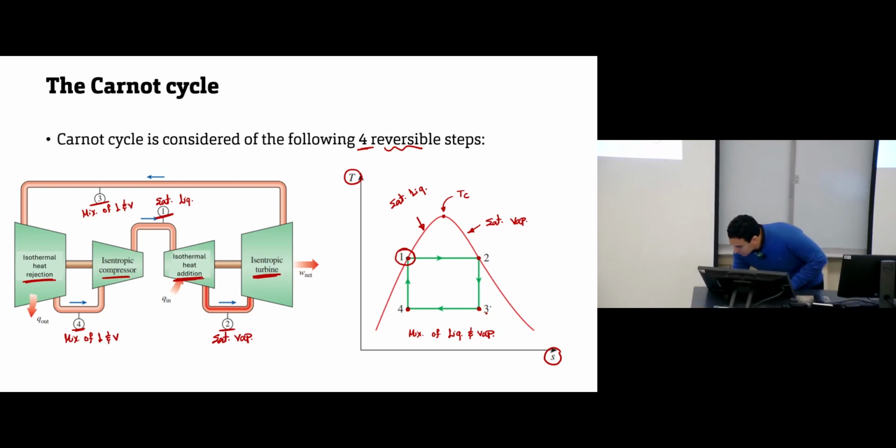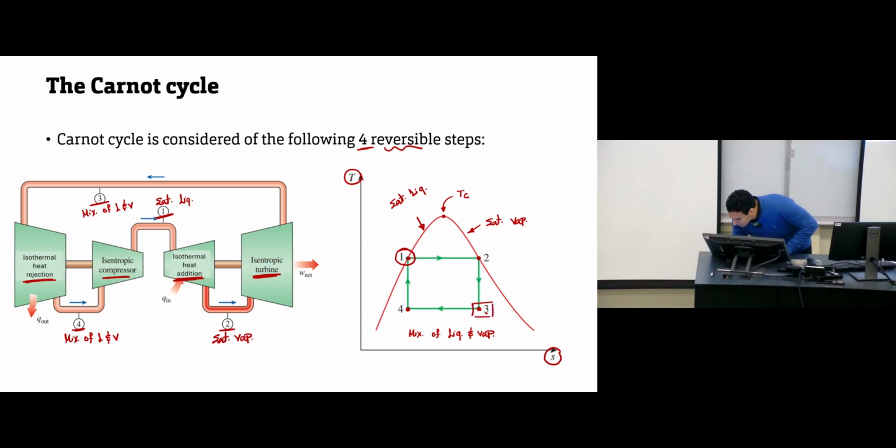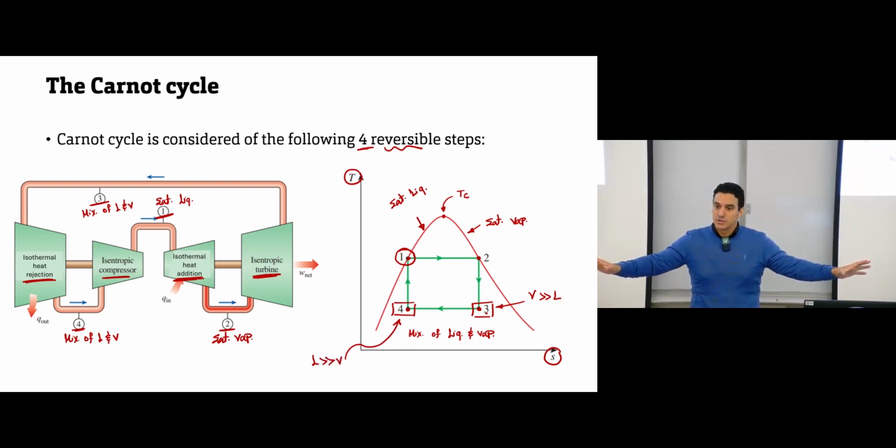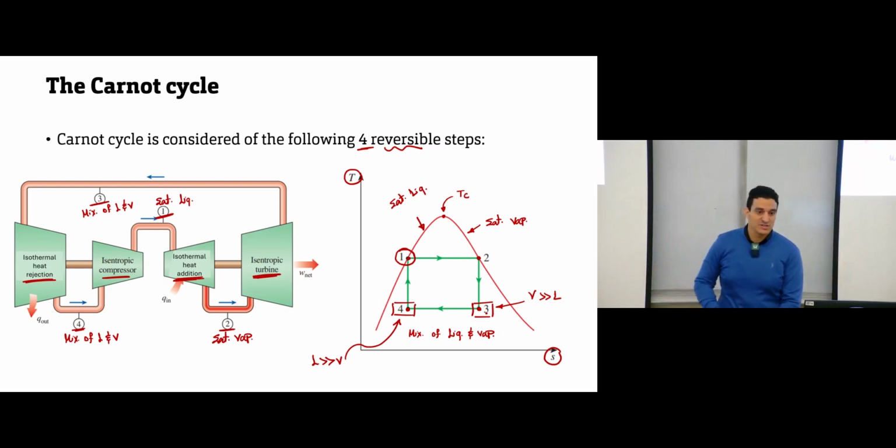So here at point number 3, we have vapor more than liquid. Here at point number 4, we have liquid more than vapor. But both of them are mixtures, both at the same temperature. Just the fractions of the phases that exist are different at the two points.